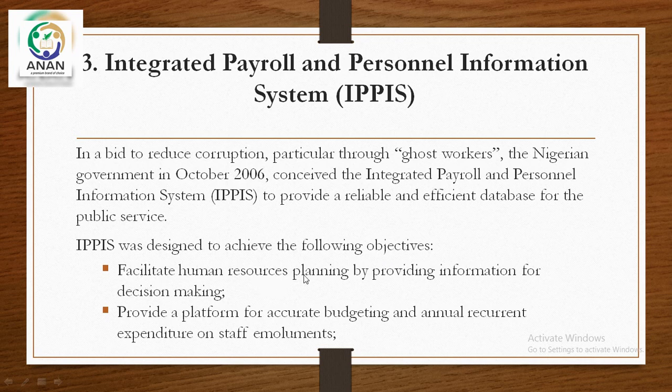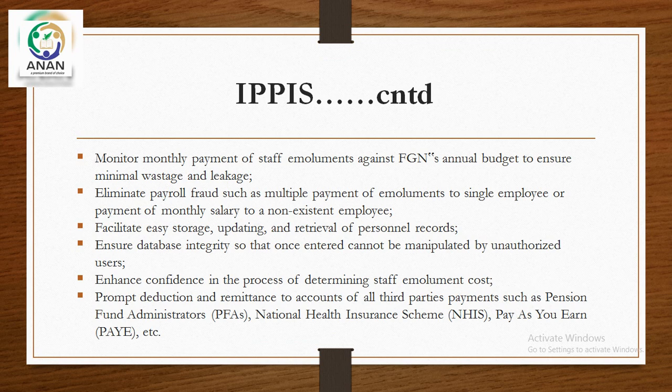1. To facilitate human resources planning by providing information for decision making. 2. Provide a platform for accurate budgeting and annual recurrent expenditure on staff emolument. 3. Monitor monthly payment of staff emolument against the federal government of Nigeria annual budget to ensure minimal wastage and leakage. 4. Eliminate payroll fraud such as multiple payment of emolument to single employee or payment of monthly salary to a non-existent employee, that is ghost workers.